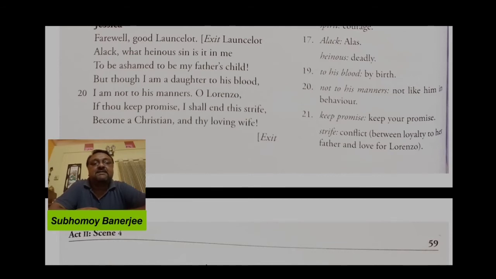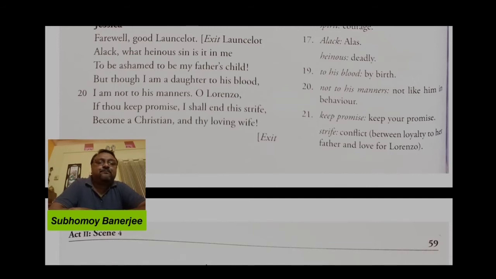So this being the case, Jessica says that my manners are different from my father's. "Oh Lorenzo, if thou keep promise, oh my dear Lorenzo." She is talking to Lorenzo, though Lorenzo is not present. She's saying, if you keep your promise, which means Lorenzo must have promised Jessica that he will come and take her away from her father's house so that she can enjoy the freedom and the happiness of life as all youngsters want. So, oh Lorenzo, if you keep your promise, I shall end this strife, then I will end this struggle, conflict.